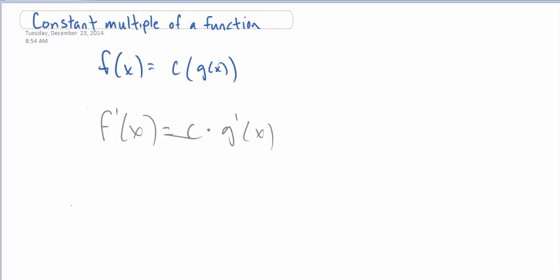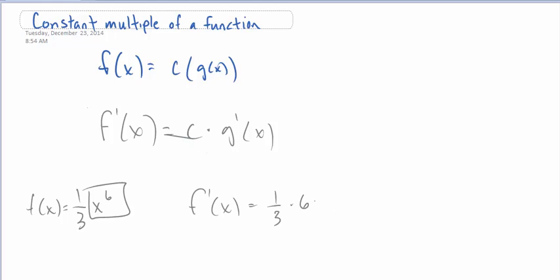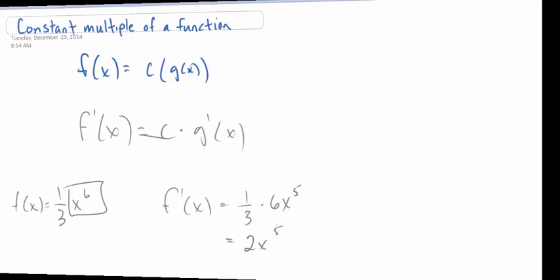So if we had, I don't know, 1/3 x to the 6th as our f of x, f prime of x says, leave that constant alone, don't do a thing with it, and then differentiate the function that we're multiplying it by. So differentiate x to the 6th, well, we saw that we bring the exponent down and multiply by x to 1 less, and this simplifies to 2x to the 5th.